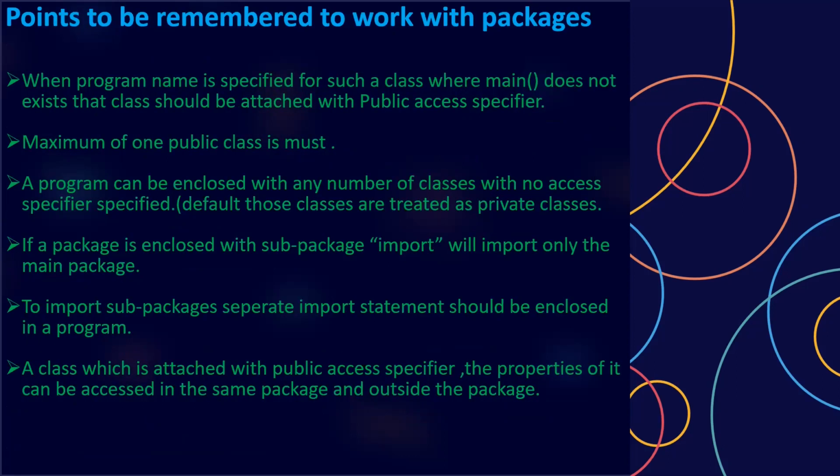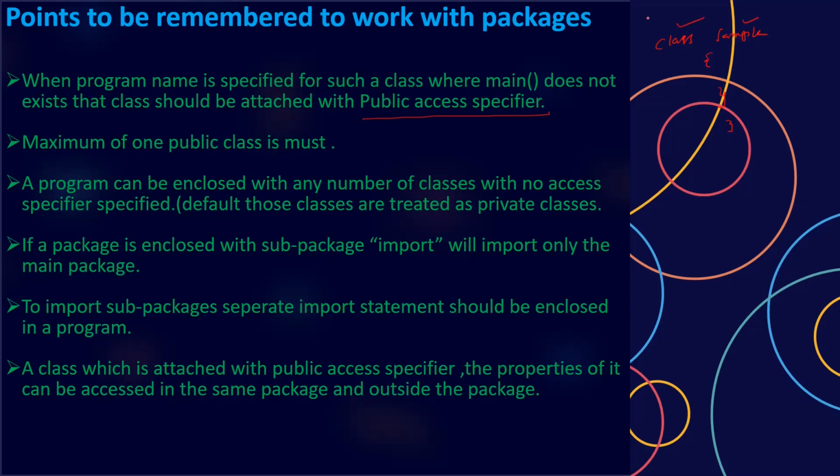Now there are some points to be remembered to work with these packages. So what are those points? When a program name is specified for a class where the main method does not exist, that class should be attached with the public access specifier. So generally I'll take a class like this, suppose class sample. In this, I'm not going to use the main function. I'm just going to use one method and close it. Let us suppose the main method is not there.